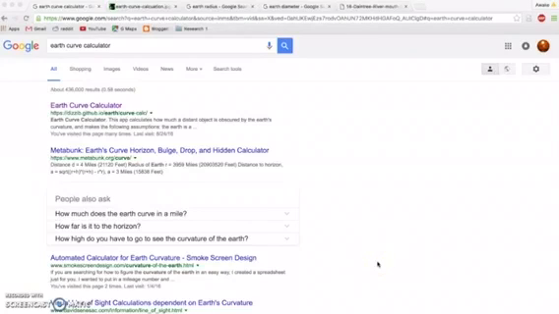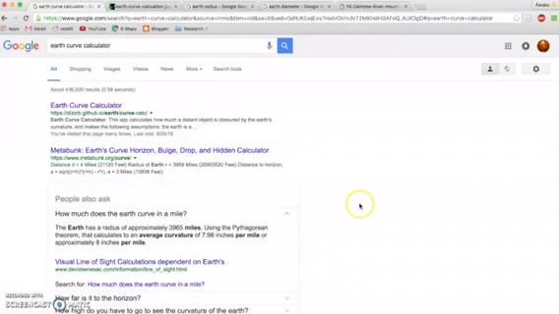One of the first things that we need to do is get on the same page about curvature and what the correct formula is for calculating the curvature of the Earth. So you can see here I've put in Earth Curve Calculator, and this one right here is my favorite calculator. It's very useful and it's very accurate. But I want to show you some misinformation that's out there. Under this, people ask, how much does the Earth curve in a mile? This is where most people get stuck.